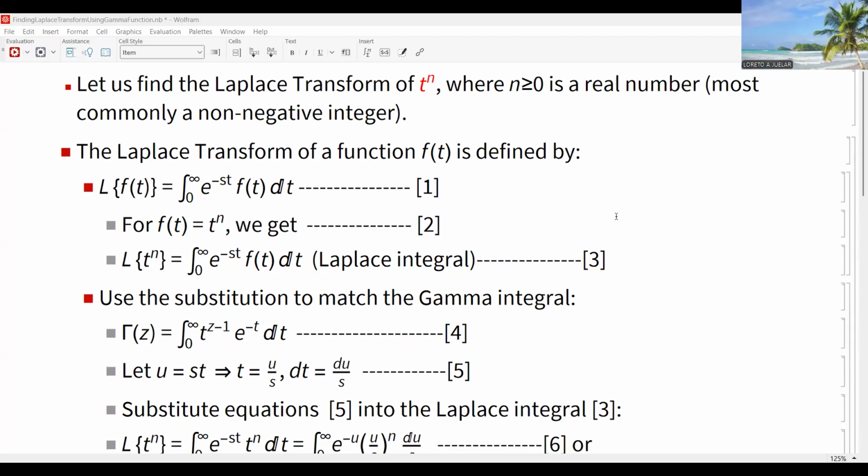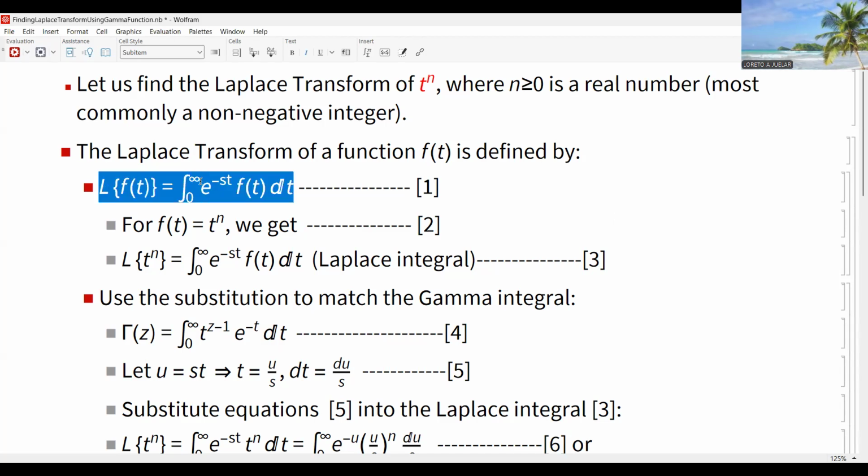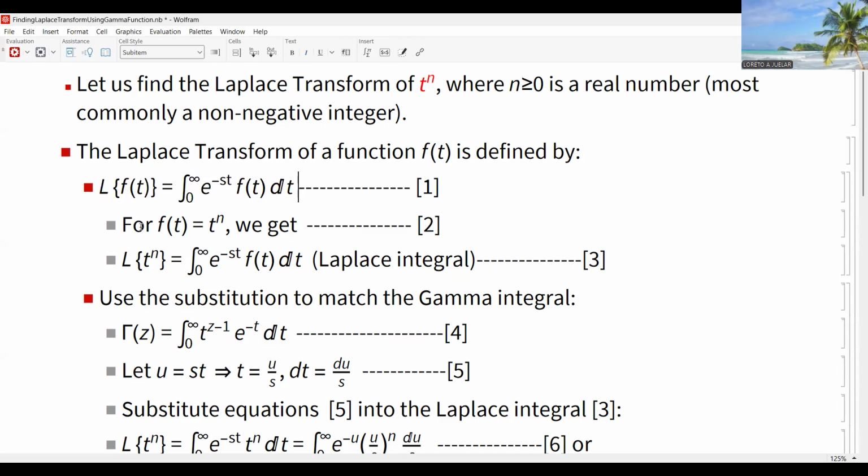Okay, let us find the Laplace transform of t to the n, where n is greater than or equal to 0, a real number, most commonly a non-negative integer. The Laplace transform of a function f of t is defined by equation 1 here. Our given function f of t is t to the n. So this is our equation 2.